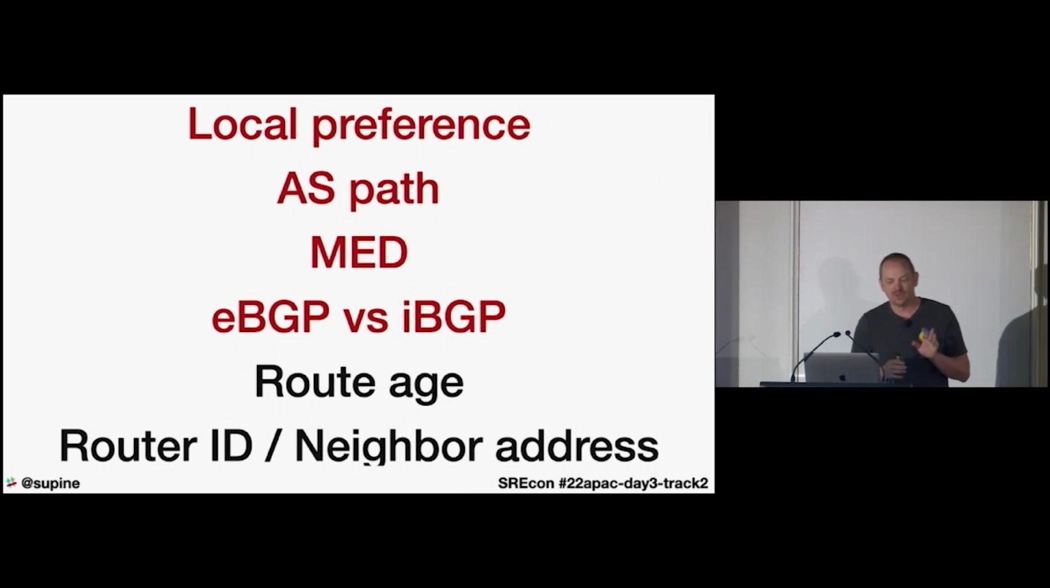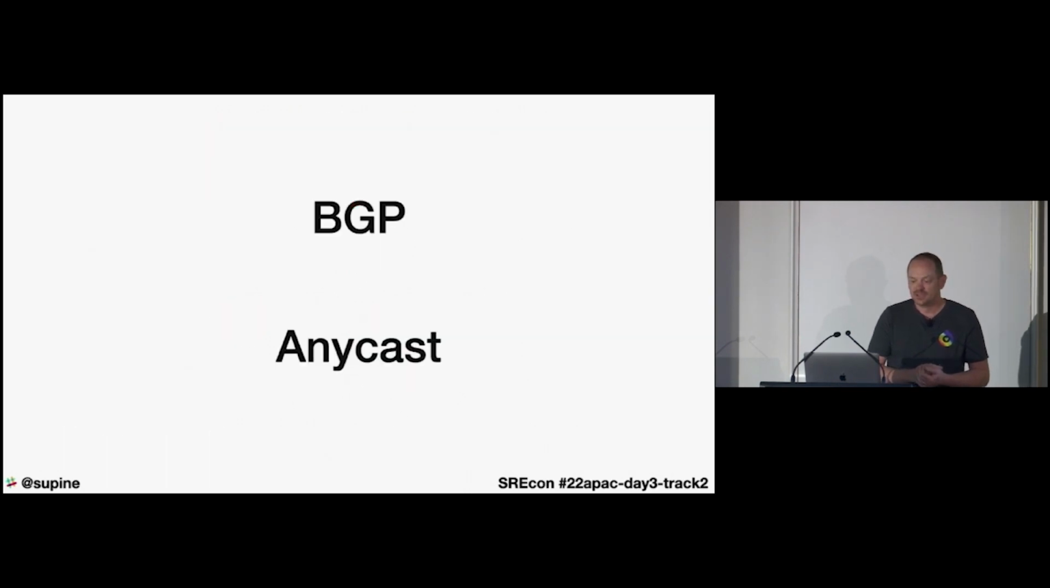So in summary, BGP can choose multiple stable paths as long as you stop tiebreaking early enough. But we're not quite done talking about BGP just yet.